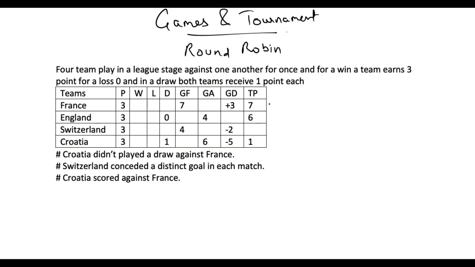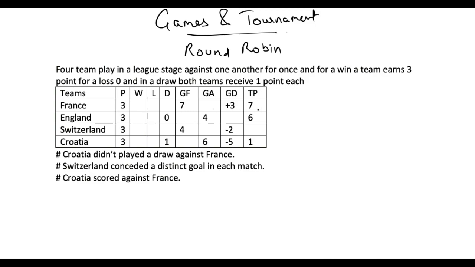Now we have a table which is partially filled. We'll complete the table first and we'll apply the concept which we have studied earlier, that is wins and losses should be equal, goals for and goals against should also be equal, whereas goal difference, if it is positive, that is goals for is greater than goals against, and if it is negative, that means goals against is greater than goals for.